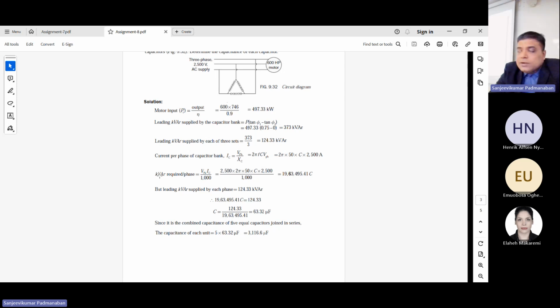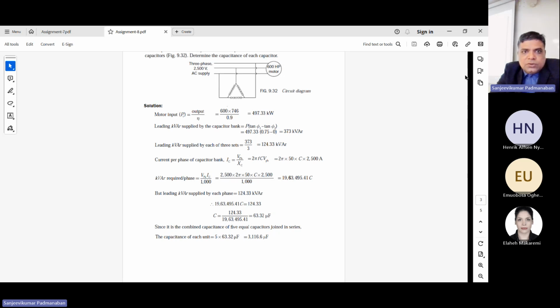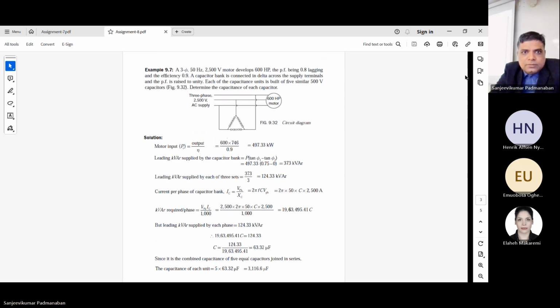Then you can calculate the kVAR required per phase, where 1000 is the base value. You can have a look here. So V into V phase divided by 1000, you apply, and you can easily calculate the total resultant in kVAR, which is 1963495.41 C. Please calculate. Otherwise, it's very difficult. At the end, you'll get this value.